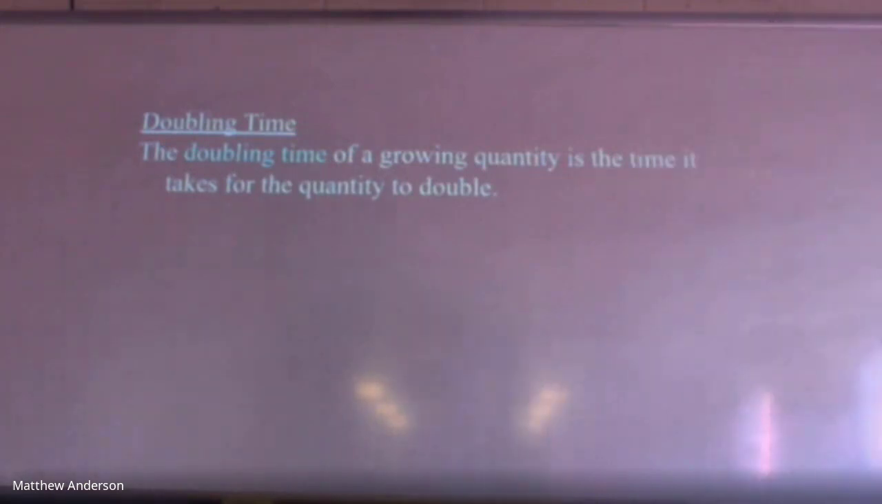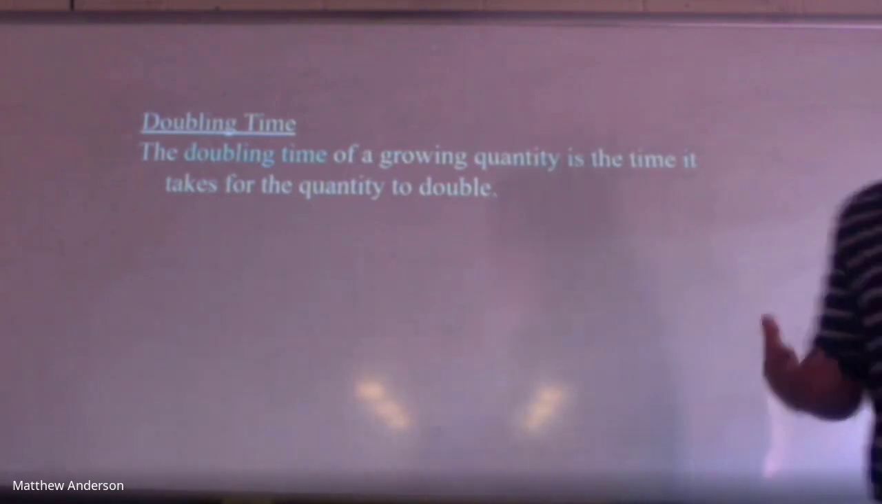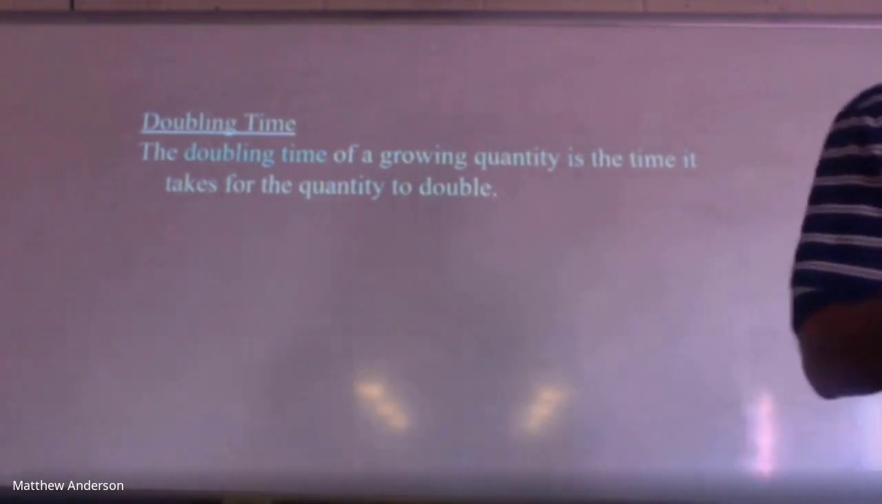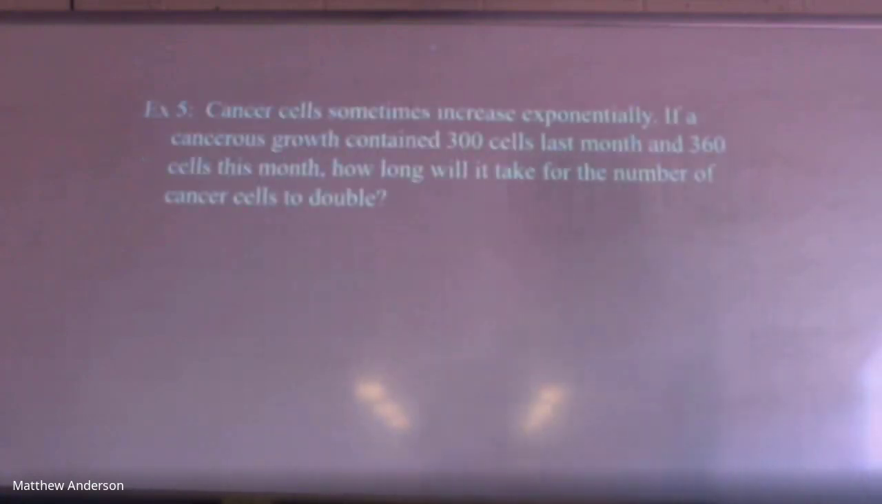Okay, so doubling time of a growing quantity is the amount of time it takes for a quantity to double. And for all of us, we hope that's our money, right? But that's what it is. A lot of times we talk about that. This is not one that we want it to be, but it happens sometimes. Cancer cells sometimes increase exponentially.